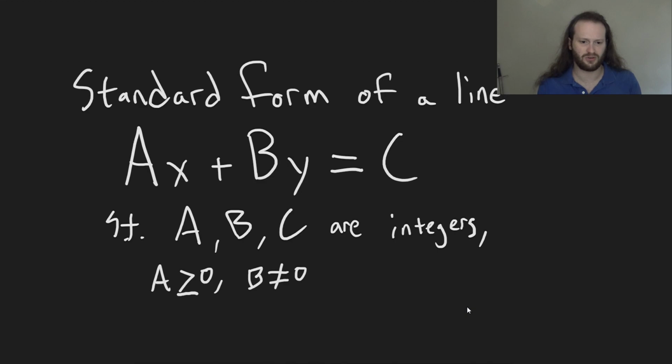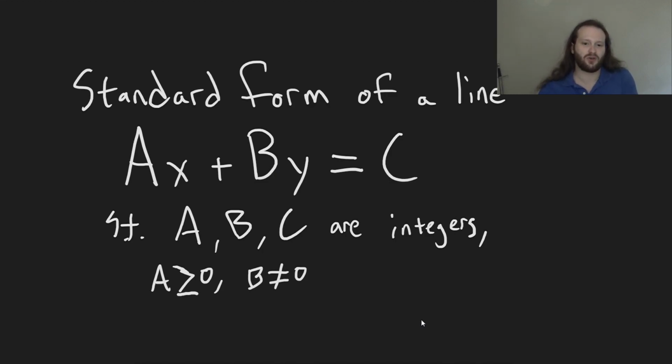A can equal 0. These qualifiers tell you what you can plug into the standard form of a line. A, b, and c will be some integers when you're looking at a specific example. A can be equal to 0, but it has to be positive. And then b just can't be 0. You have to have something here.